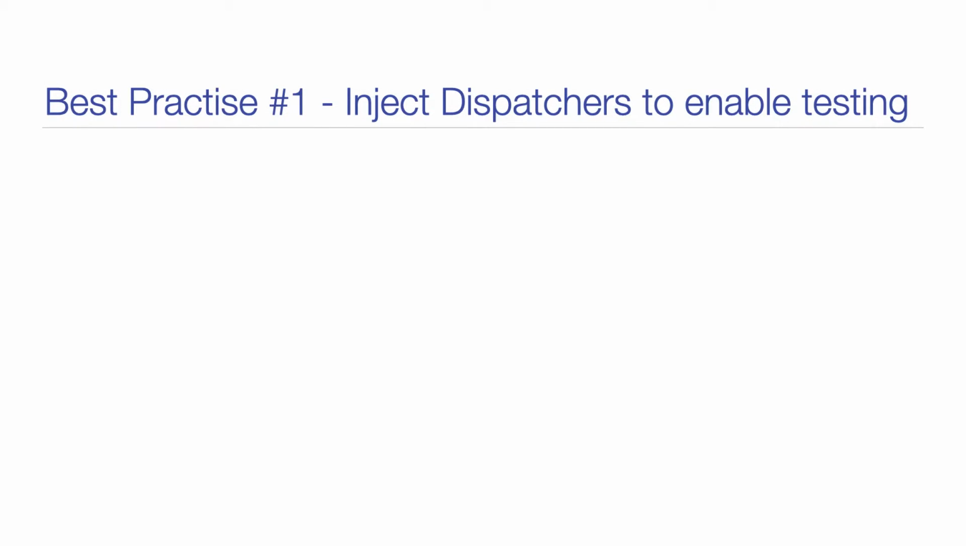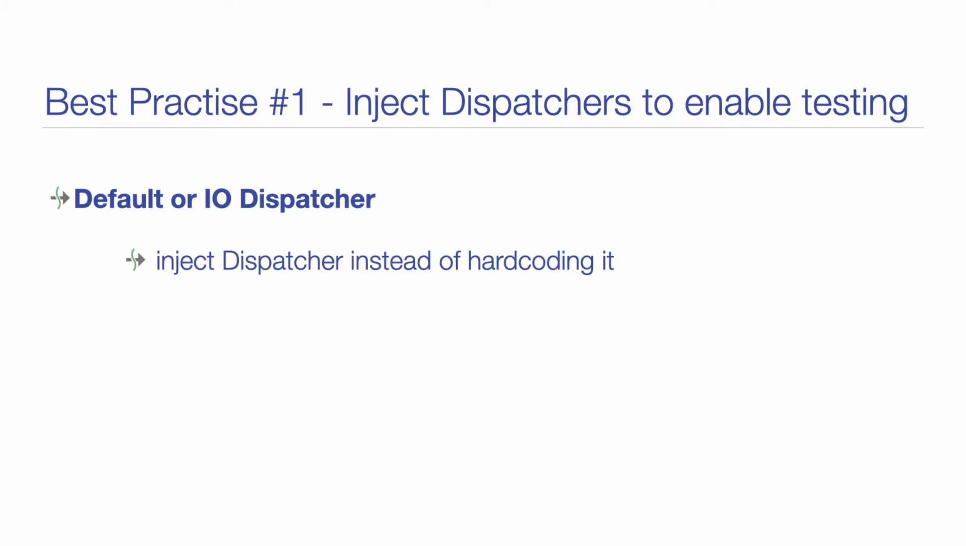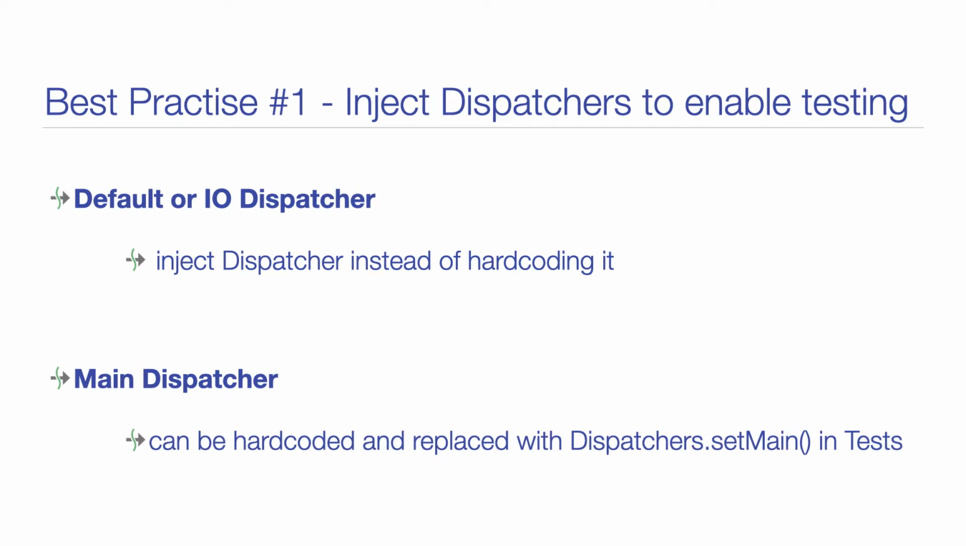So let's sum it up. In order to replace the default or IO dispatcher, we have to make sure that we don't hard-code these dispatchers, but instead we should inject them in the constructor so that we can use test dispatchers in our tests. If we are only using the main dispatcher in our code, we can simply use dispatchers.setMain in our tests.